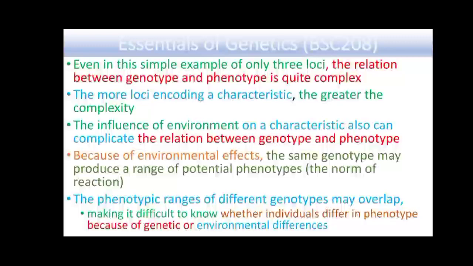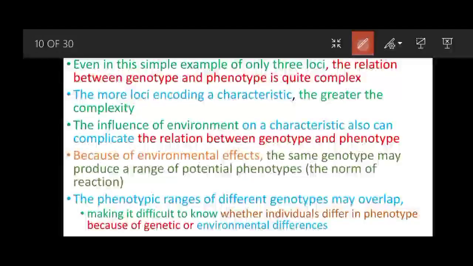So even in this simple example for only three loci, the relation between genotype and phenotype is quite complex. With the increasing number of genotypes, complexity starts arising. The more loci encoding a characteristic, the greater the complexity. The influence of environment on a characteristic can also complicate the relationship between genotype and phenotype.